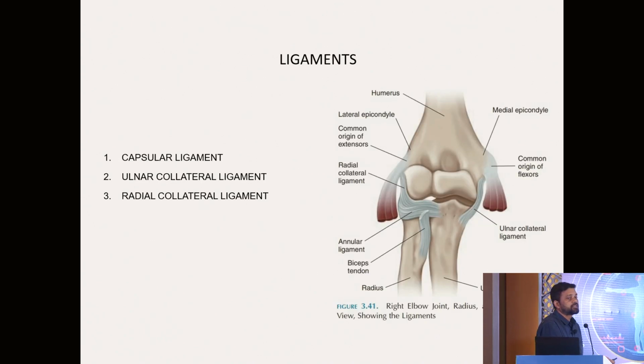Next is the ligaments surrounding the elbow joint. So one is the capsular ligament, the other will be the ulnar collateral ligament on the ulnar side, the medial aspect. On the lateral aspect, we'll have the radial collateral ligament, and on the lateral aspect again there is one more ligament, the lateral ulnar collateral ligament, which is not shown in this picture.